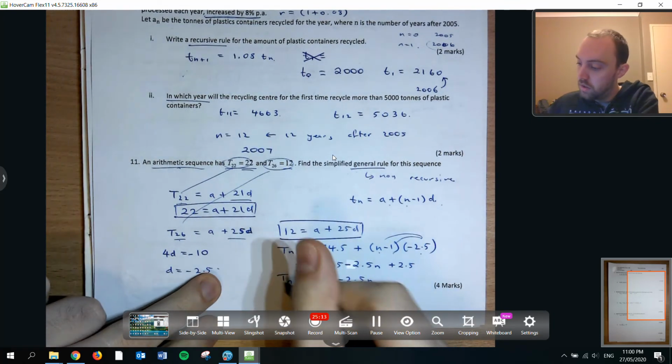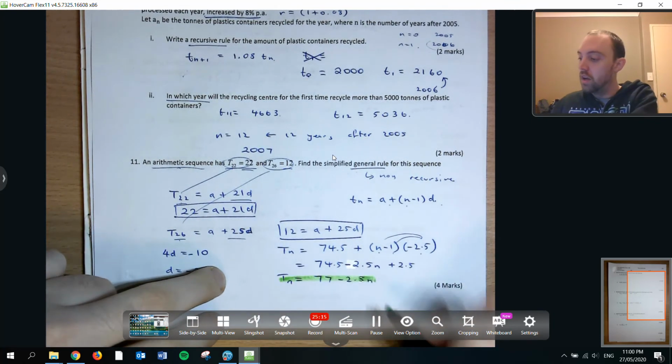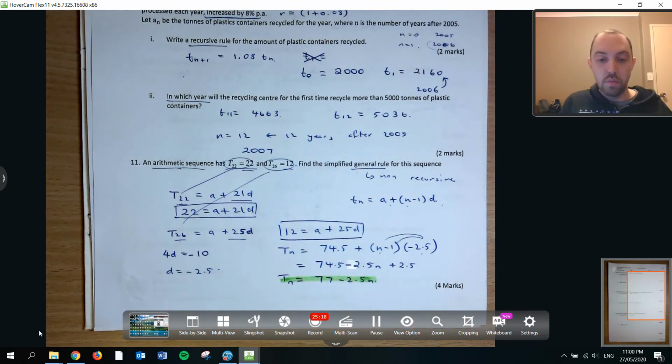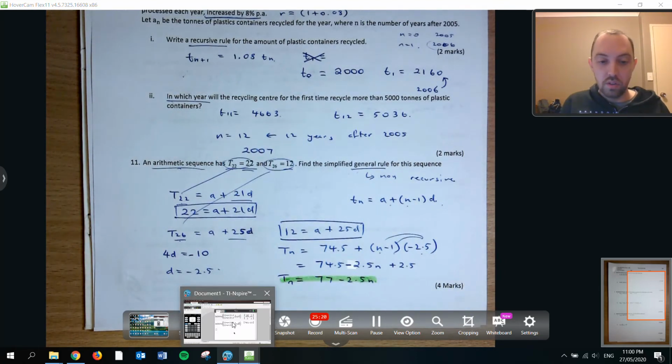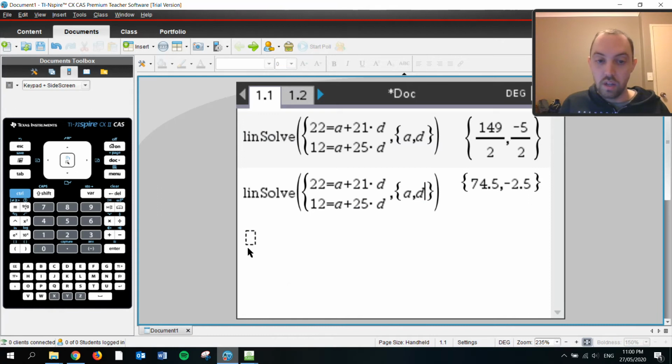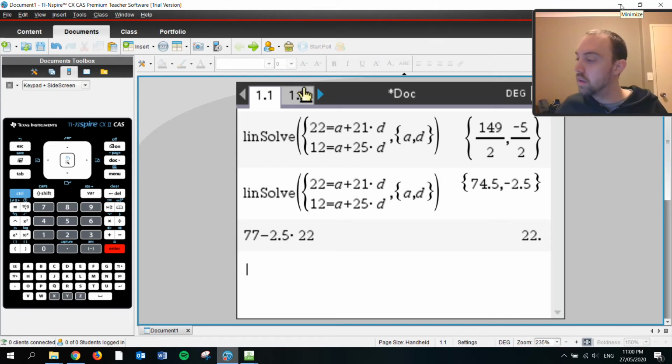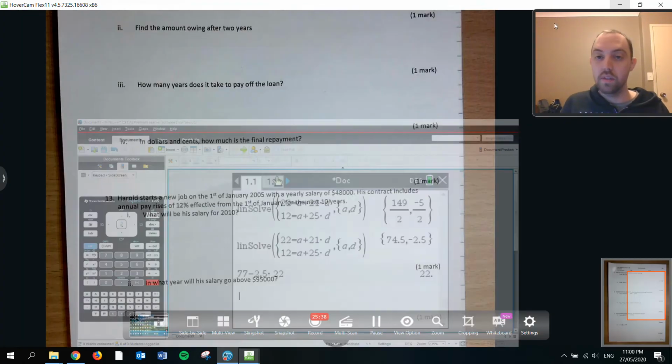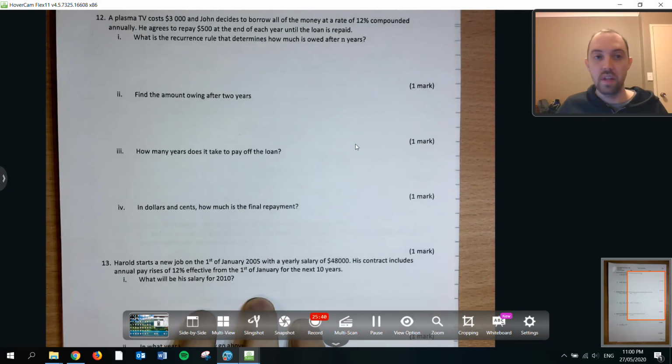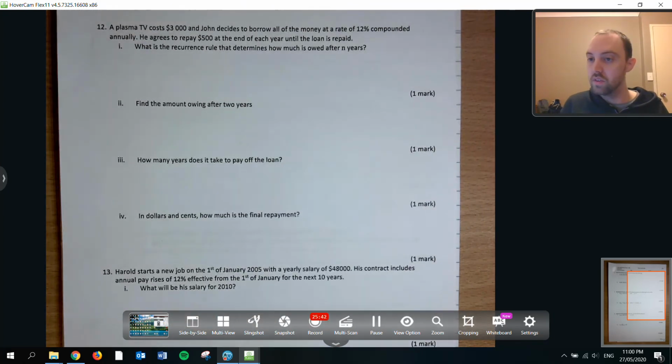Okay, simplified, expanded. And if you want to, because we have the ability to, we can quickly check it. If I put 77 take 2.5 times 22, we said T22 was 22. Cool, it works. We can be pretty happy with that answer. Okay, math has a lot of backward steps, so you can usually check your answers during a test, which is kind of a useful thing.